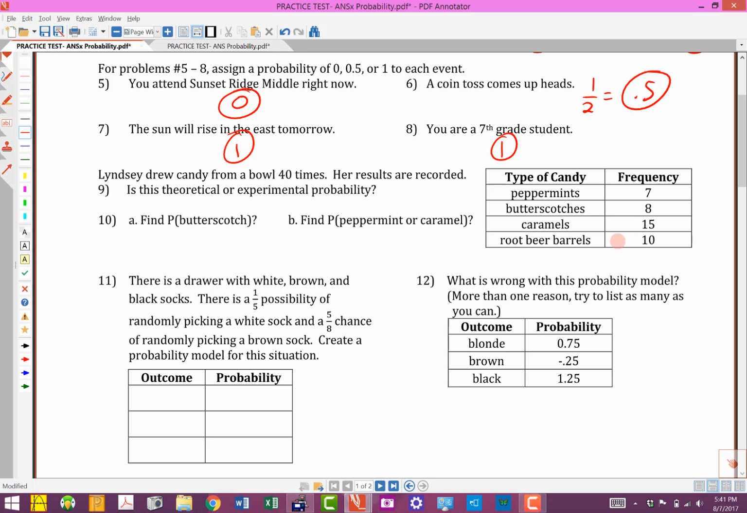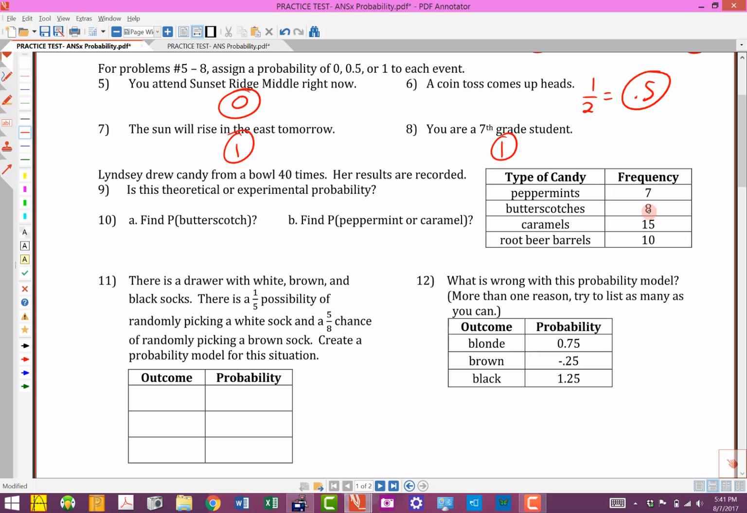Now, it's important to note that this doesn't mean that there are 7 peppermints in there, and it doesn't mean that there are 8 butterscotches in there. All this is how many times she drew one out. Maybe there's only 1 peppermint and she happened to draw it out several times. I mean, that wouldn't be very likely, but it's important to note this isn't how many there are, it's just the frequency of how often she drew that particular type of candy out.